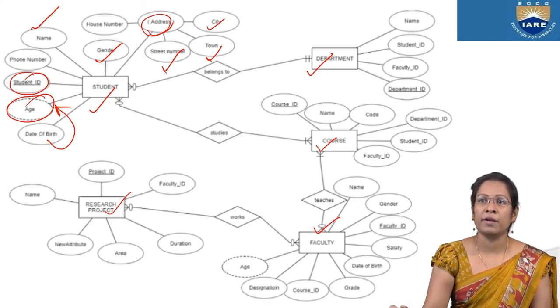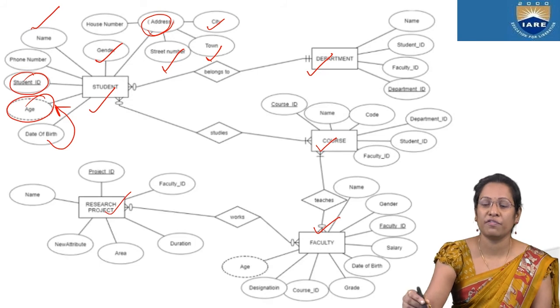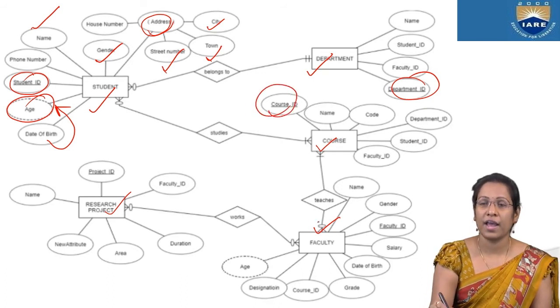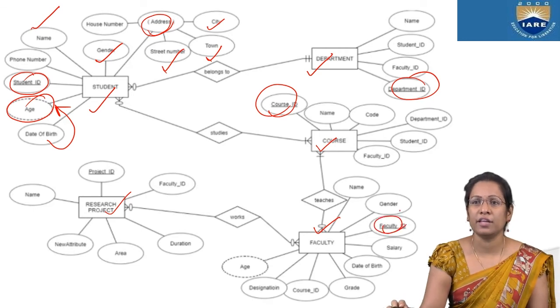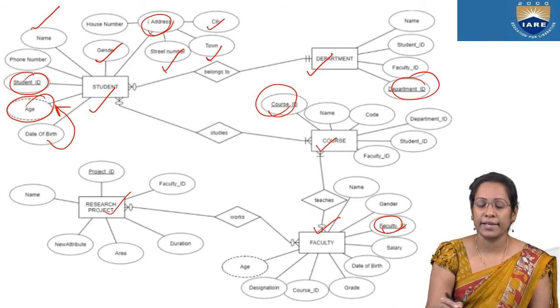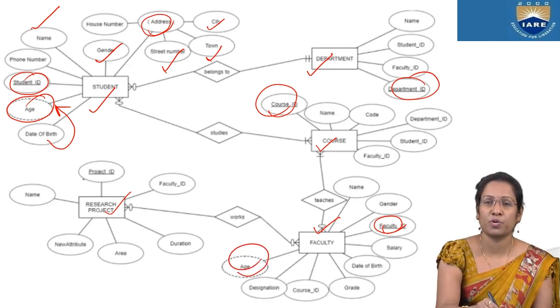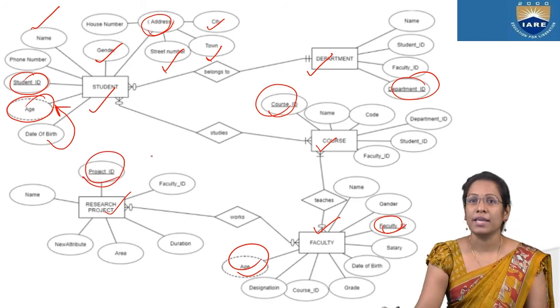And coming to department, again we have 4 different attributes. Here department is a key attribute. And coming to course, again we have the key attribute called course ID. And the faculty, again we have the key attribute, faculty ID. By seeing the notation, we can know which type of attribute it is. And next, age is also derived. And the research project also contains a key attribute.